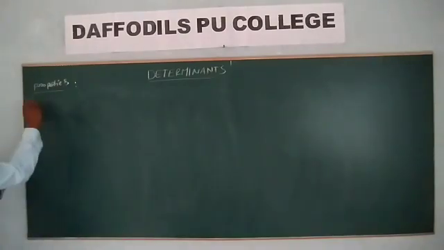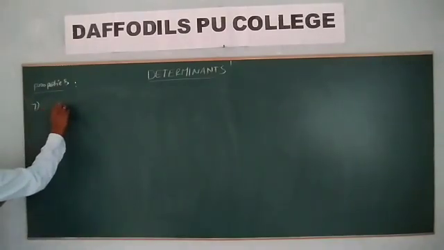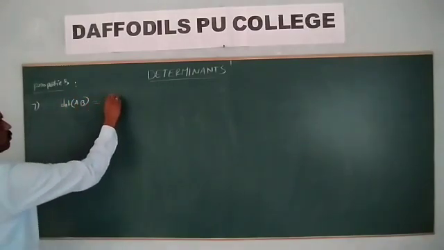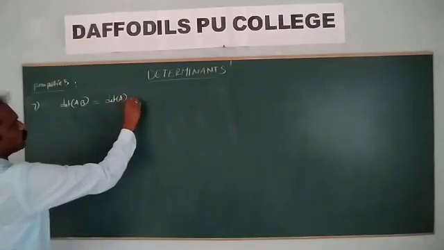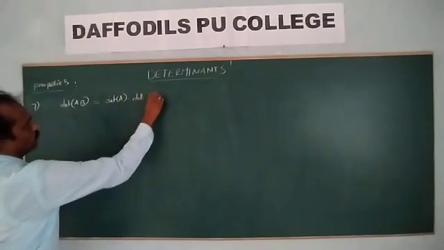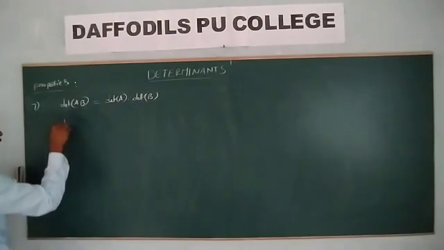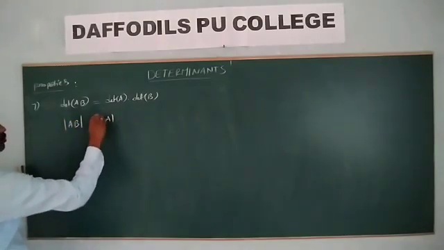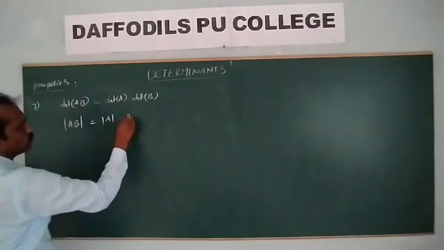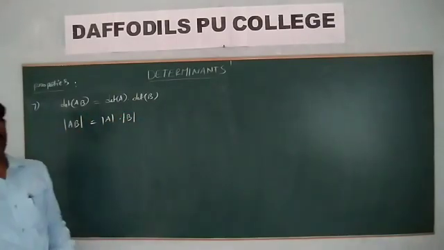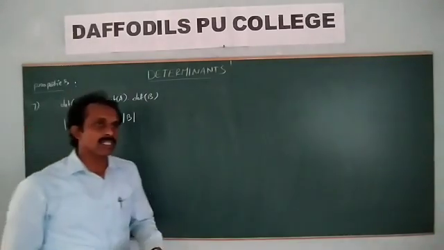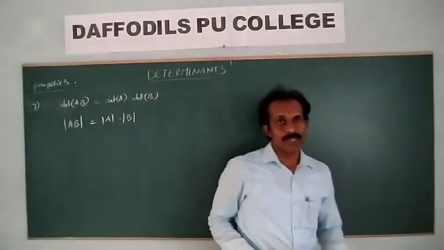This is the next point. Determinant of AB is equal to det of A into det of B. That implies, symbolically also, det of AB is equal to det A into det B. So remember these are properties. Using these properties, you can solve the next exercise 4.2.